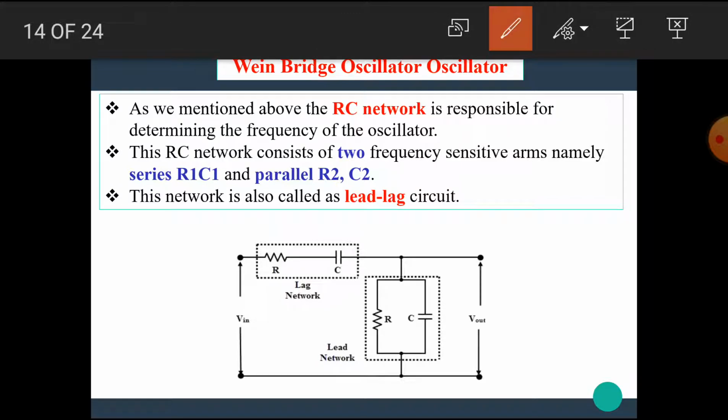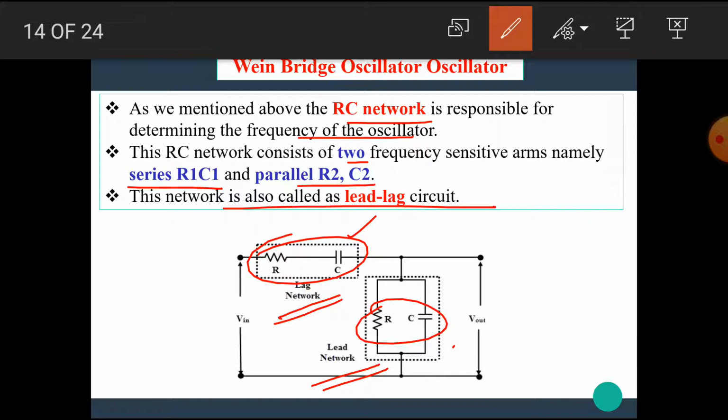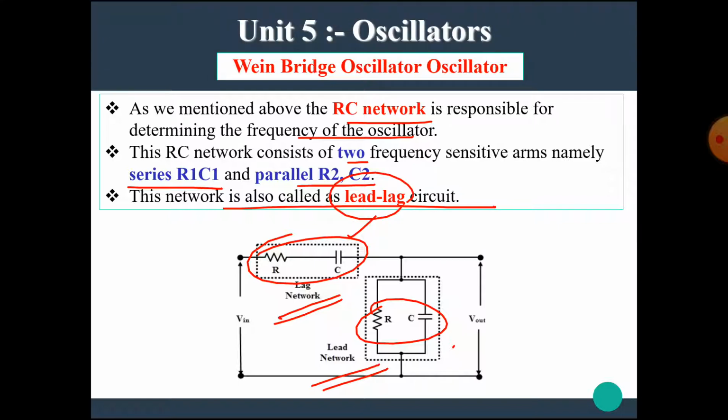Now in this Wien bridge oscillator there are two arms. One is series arm and second is parallel arm, in which the series arm is called the lag network, while the parallel arm is known as the lead network. Let's see details about them. As we mentioned above, RC network is responsible for determining the frequency of the oscillator. This RC network consists of two frequency sensitive arms, namely series R1C1 and parallel R2C2. This network is also called the lead lag network.